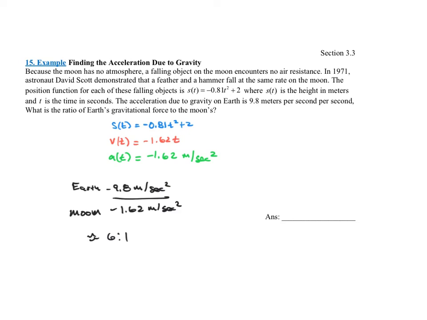So what does that mean? That means the acceleration due to gravity on the Earth is approximately 6 times as strong as the acceleration due to gravity on the moon. So that's your gravitational pull, right? So essentially you're saying gravity is 6 times stronger, roughly, on Earth than it is on the moon.